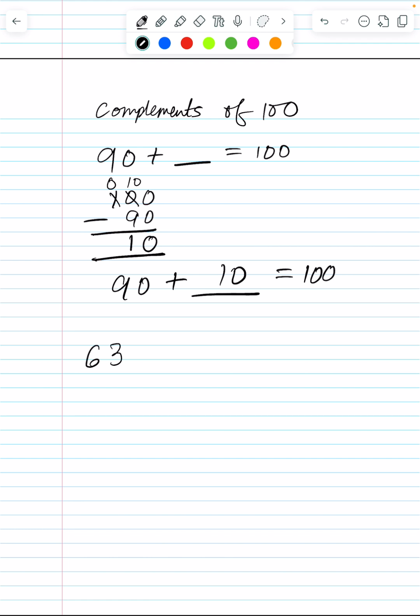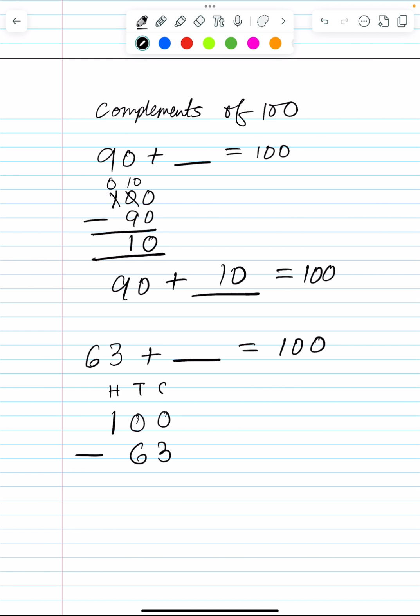63 plus dash is equal to 100. How do we find dash? To find dash, we will do 100 minus 63. Hundreds, tens, and ones. So how do we do this? We start with the ones column. Ones column, we do 0 minus 3. But we cannot do 0 minus 3 because 0 is less than 3.